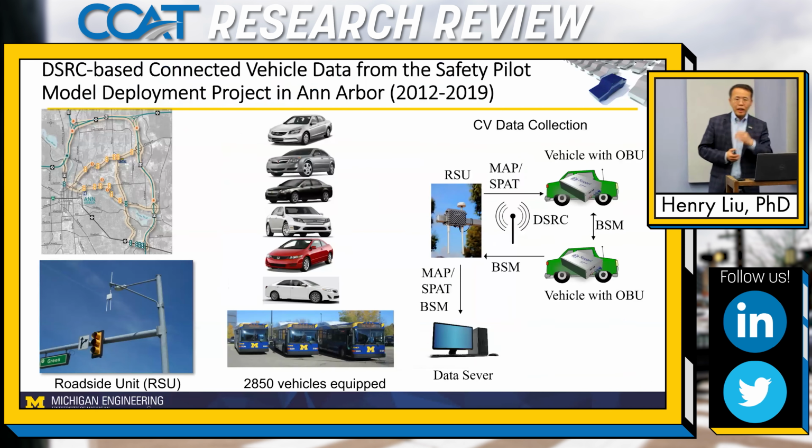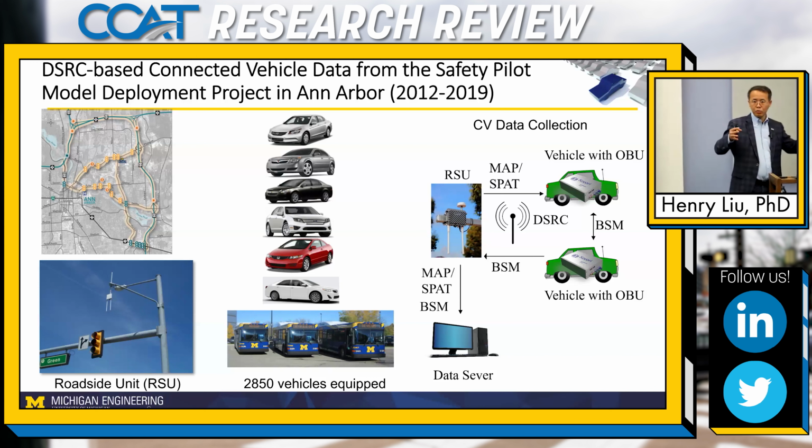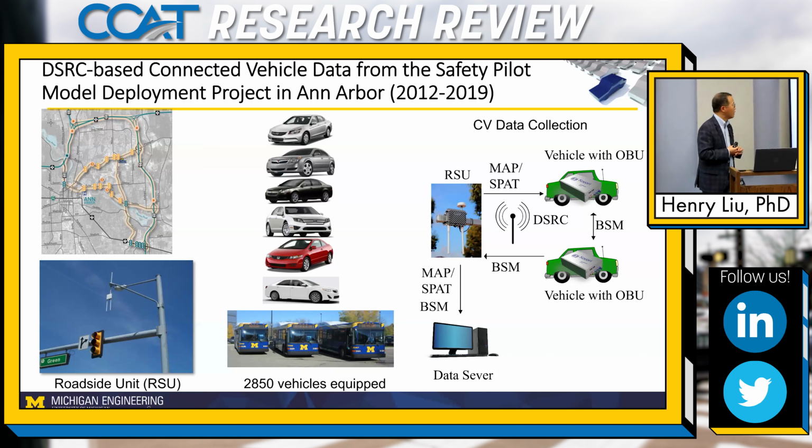Well, after I came to Michigan, I started to work on connected vehicles, and at the time, UMTRI was working on the Safety Pilot Model Deployment project, and there were 20-some intersections being instrumented with roadside units. There were 2,850 vehicles being instrumented with onboard units as well, so that the vehicles would be able to communicate with the intersections through the communication device.